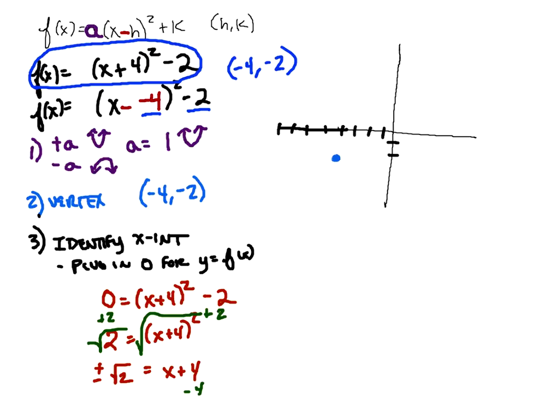You following? Yes. You good? Okay. And I end up with -4 plus or minus the square root of 2 is x. So it's not going to be a nice, neat number, but we can get an estimation of what those values are. So we have -4 plus the square root of 2, and let me grab my calculator.